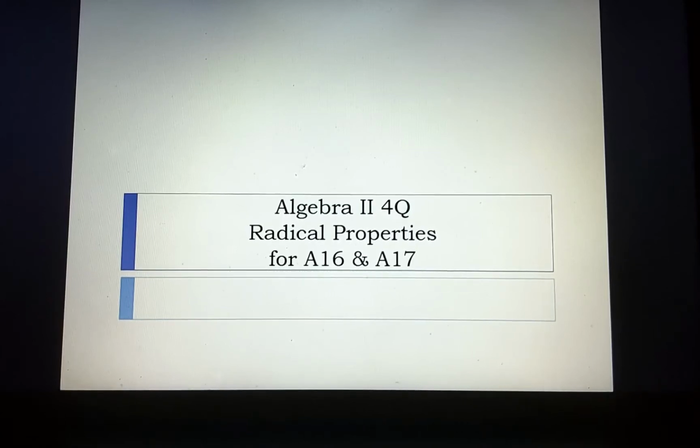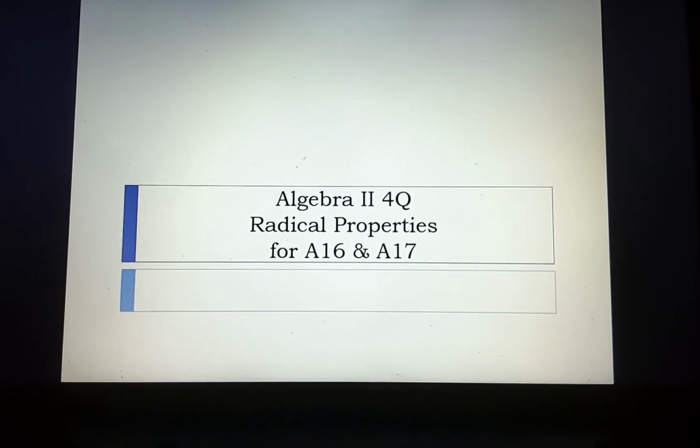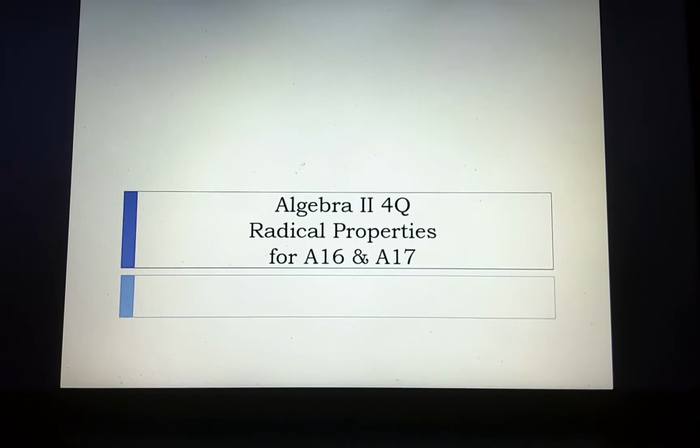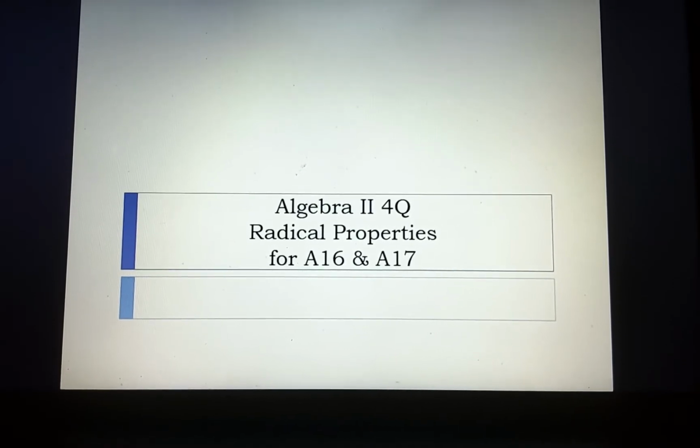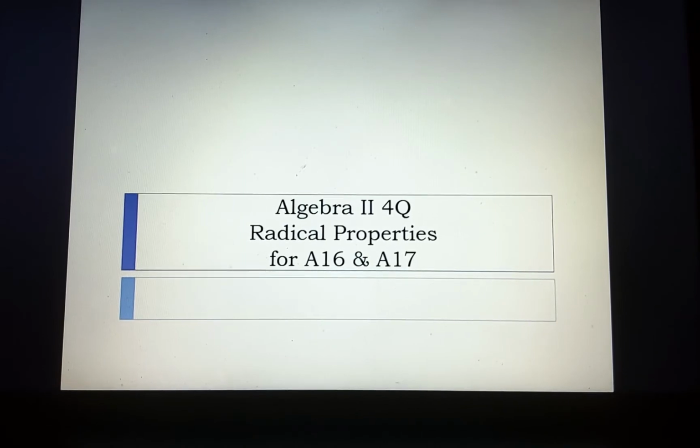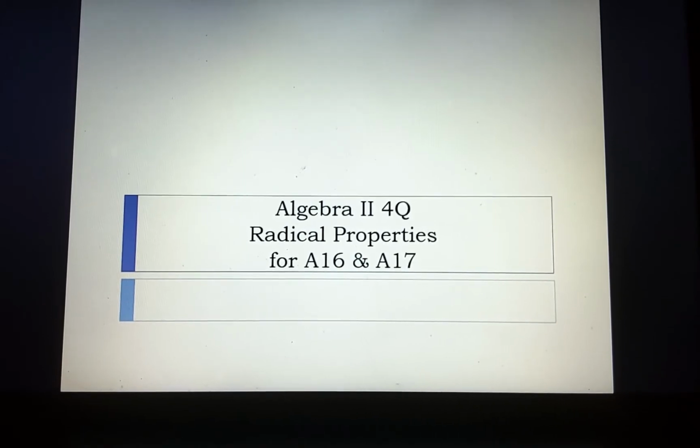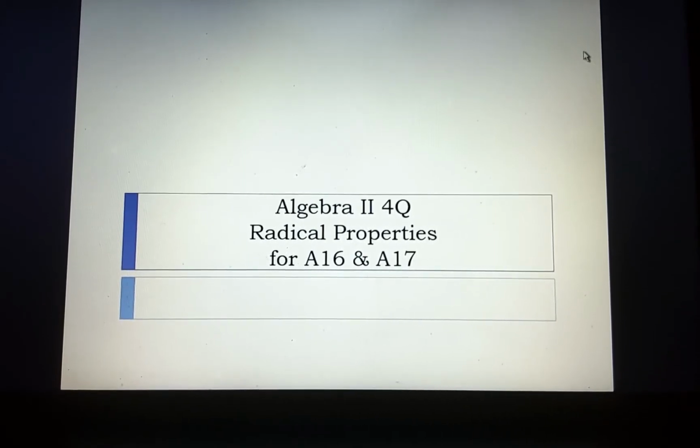All right, my lovelies, last set of notes that you will be hearing my wonderful voice until next year. Okay, what we're going to do is learn about adding and subtracting radicals.